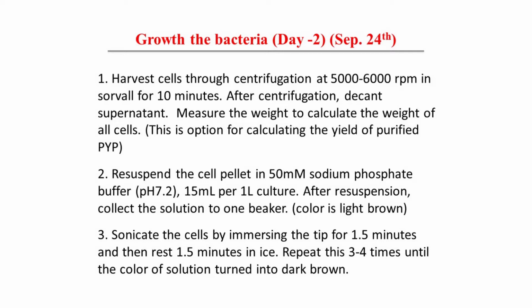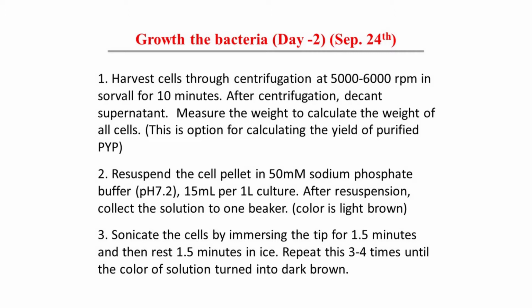Step 1 is to harvest the cells through centrifugation at 5,000 to 6,000 RPM for 10 minutes. So now you have E. coli in the solution, and then you put this tubing into the centrifugation machine and rotate it at 5,000 or 6,000 rounds per minute, RPM. During this, a gravity force is applied to the solution.